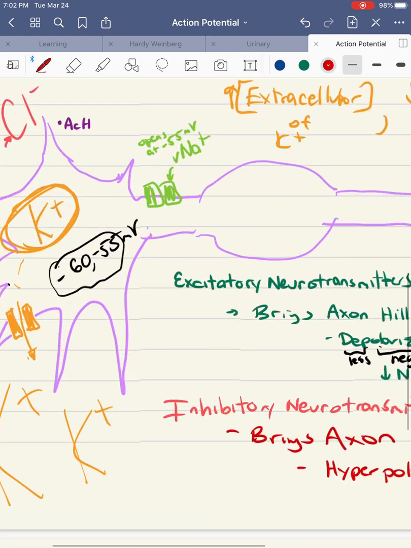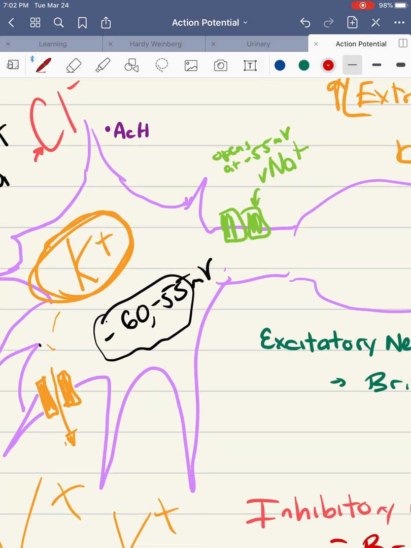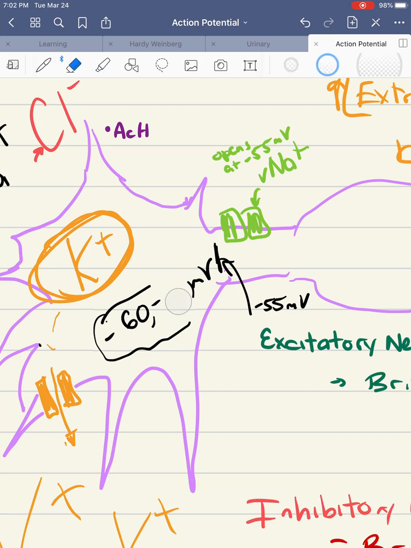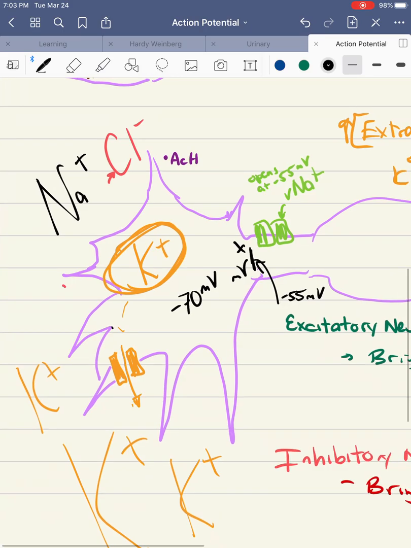In other words, if we look right over here and we actually get this region of the cell, this axon hillock, to about our threshold of negative 55 millivolts, right? Remember, the cell starts off at negative 70 millivolts when it's not stimulated, right? And we can actually make this negative 70 millivolts, this region over here, a lot less negative by opening up some of these sodium channels.